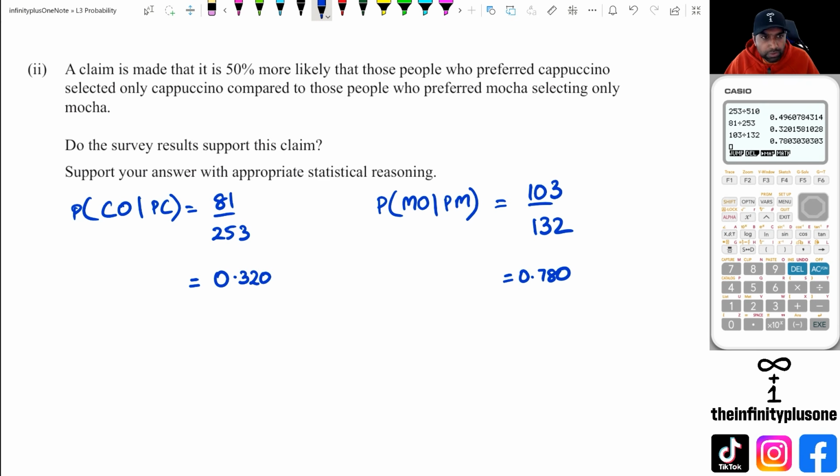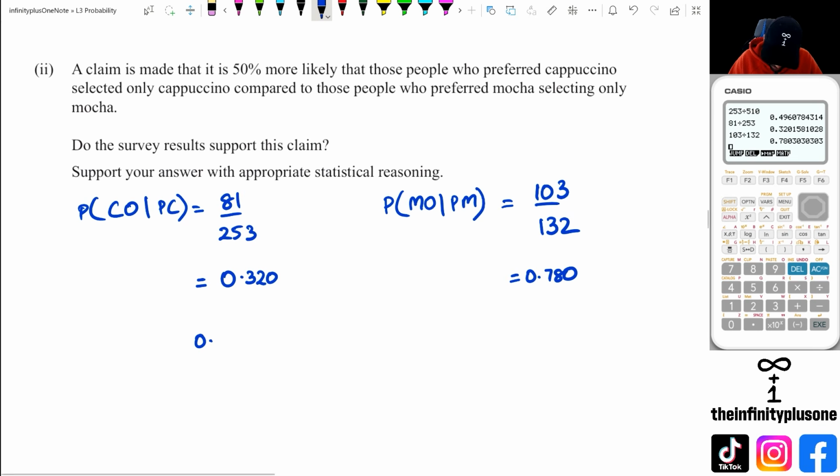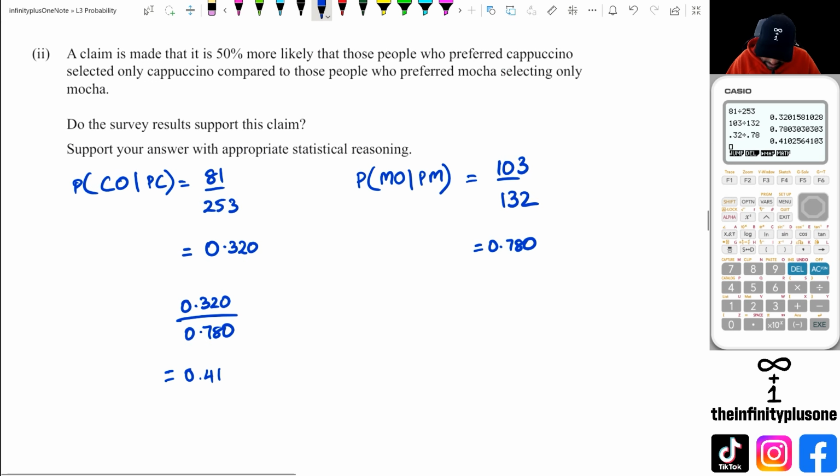0.780. So now it says a claim is made that people who preferred cappuccino are 50% more likely. Yeah, so what we're going to do is put the probabilities over each other. So probability of 0.32 divided by 0.780, and we're getting 0.41.